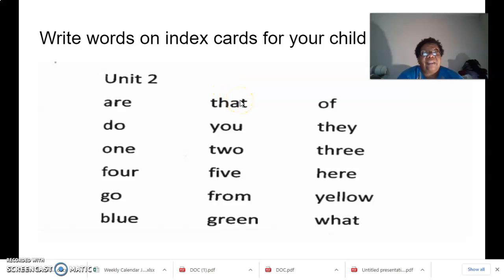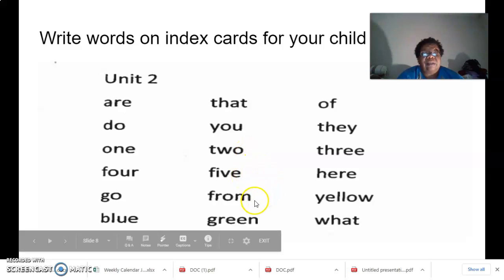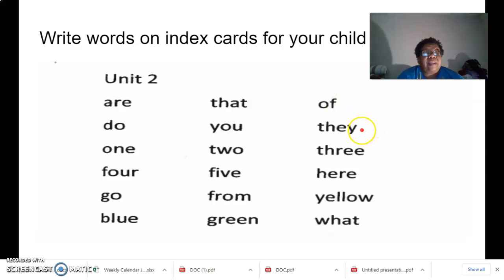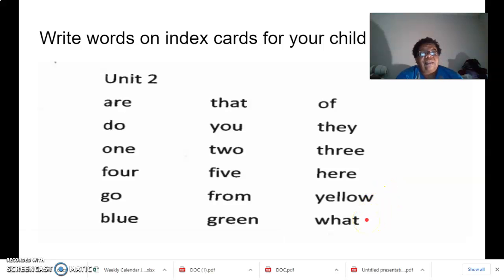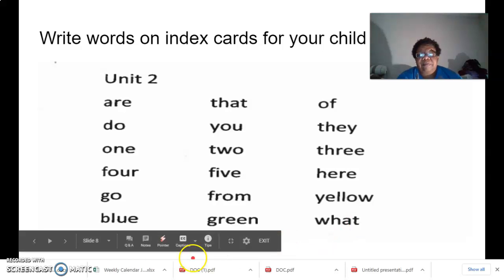Then we have that, you, to, 5, from, green. Then we have of, they, 3, here, yellow, what. So make sure and go back through the video to practice the words until you can remember them quickly.